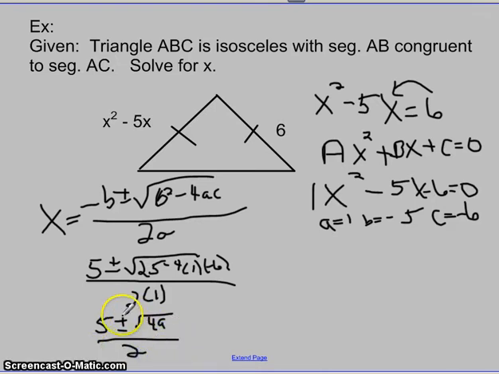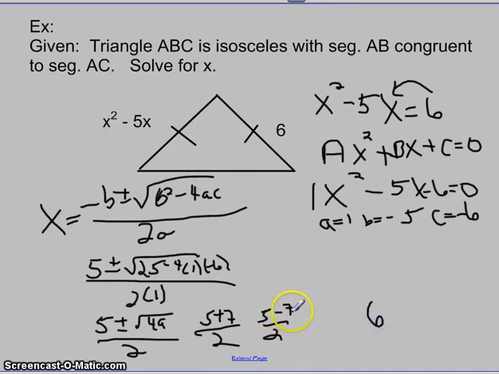So now I'm going to have 5 plus or minus. Well, hopefully you know that the square root of 49 is 7. So I'm going to have 5 plus 7 divided by 2, and 5 minus 7 divided by 2. I'm going to come up with two answers here. So 5 plus 7 is 12, divided by 2 would be 6.